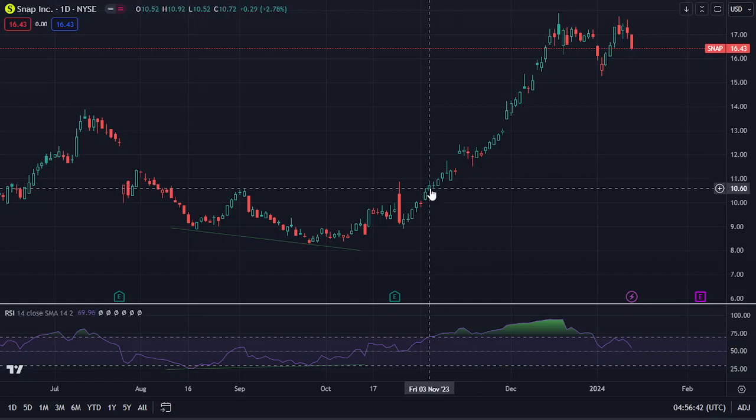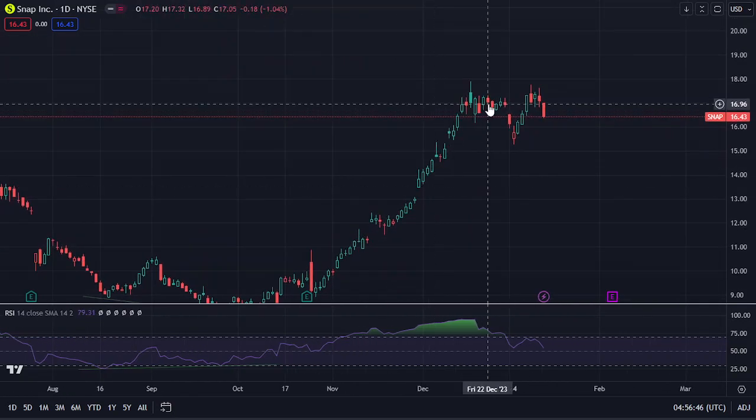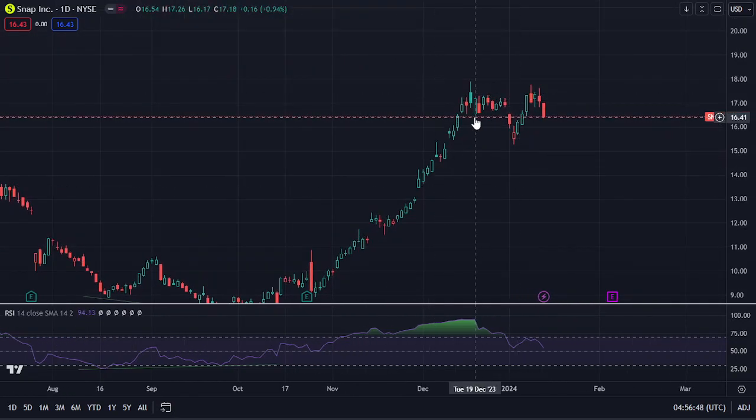Even though the stock was overbought here, it continued to get more and more overbought until the RSI peaked out at about 94.